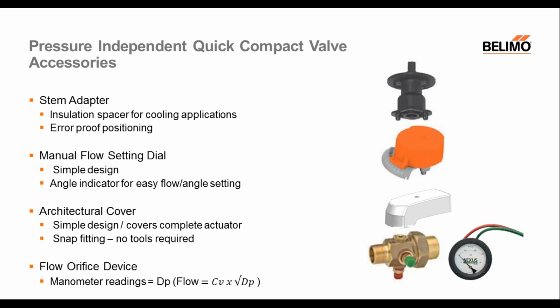The fourth device is a flow orifice, and the flow orifice is simply there to allow you to measure flow. Remember, the PT ports on the valve itself are only for measuring differential pressure. If you needed to measure flow, you would buy this additional device that you can measure across the ports with a manometer, and you would be able to correlate that pressure to a supply chart that will tell you what the flow is versus your differential pressure.